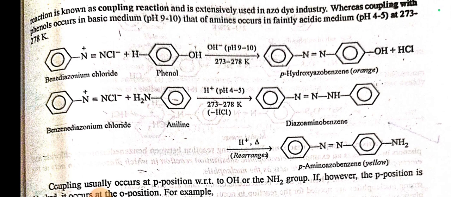Benzene diazonium chloride plus phenol in presence of OH negative with pH 9 to 10 at 273 to 278 Kelvin temperature gives para-hydroxy azobenzene, orange color azo dye, plus HCl. Benzene diazonium chloride plus aniline in presence of H positive with pH 4 to 5 at 273 to 278 Kelvin loses HCl and gives diazoaminobenzene. Then on rearrangement it gives para-aminoazobenzene of yellow color.